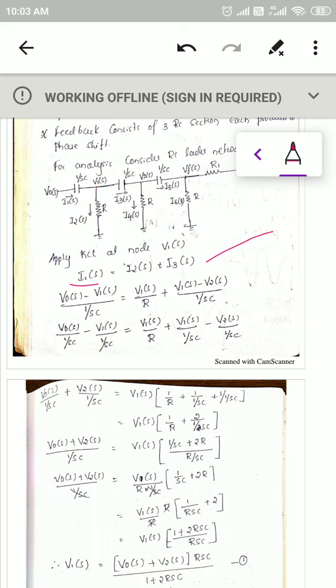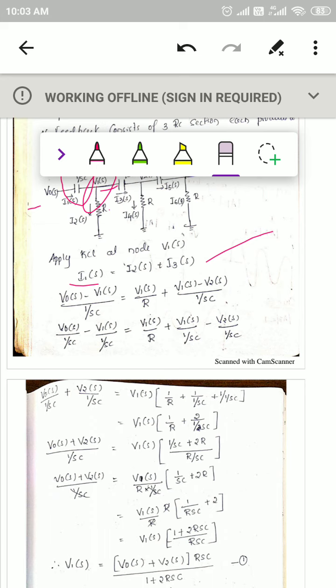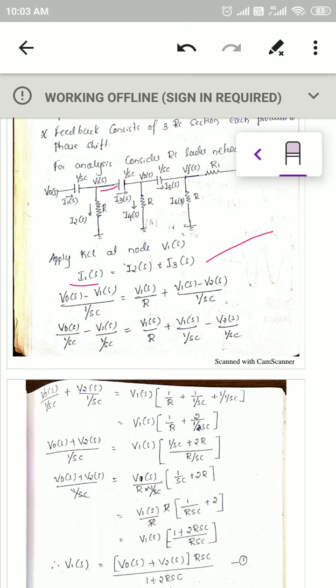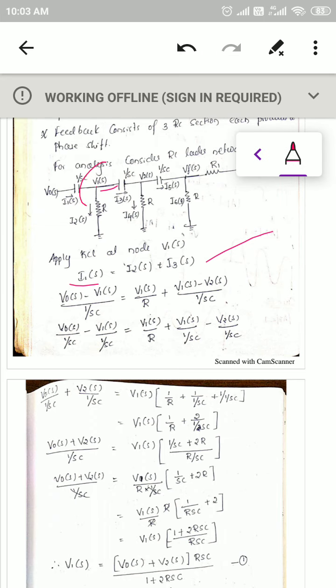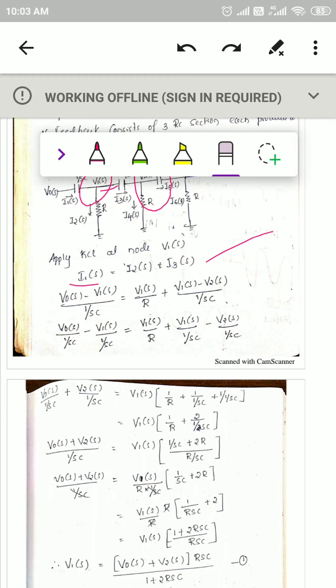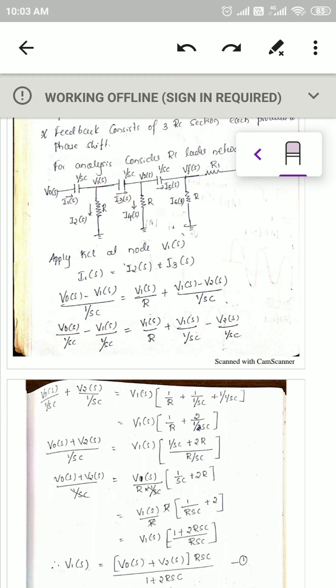Using the formula V equals IR, I1 of S is equal to V0 of S minus V1 of S divided by 1 by SC. Similarly, I2 of S is V1 of S divided by R. Similarly, I3 of S is V1 of S minus V2 of S divided by 1 by SC. These are the current values. Just go on simplifying these equations now.